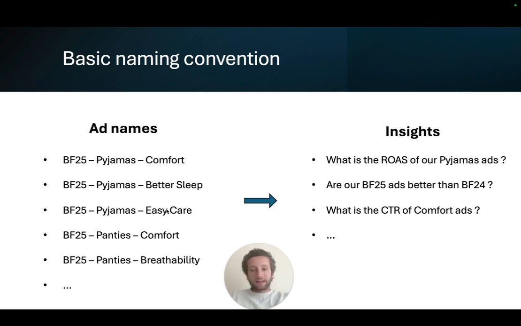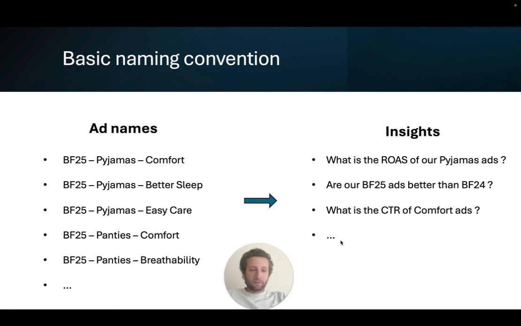Third example, Easy Care, so basically it's a pajama that's easy to wash, machine washable, and so on. And then we continue, for example with underwear as well. If I also sell underwear, I could make an ad where I emphasize the comfort of my underwear. Or I could focus on the breathability, because we use high quality cotton so it's more comfortable to wear. And so on. So you might ask me, what's the point of bothering to follow these kinds of rules and conventions? It allows you to get extremely powerful insights.